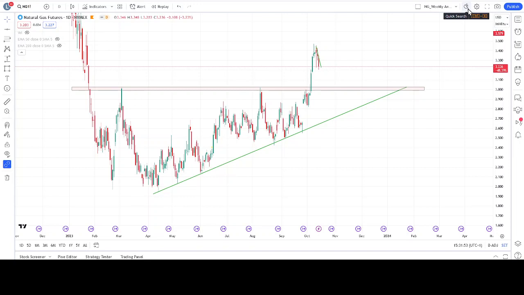So I've been doing this TA for quite a while now, maybe a few weeks, and I was pointing to a target price of 3.33 to 3.35, roughly around.